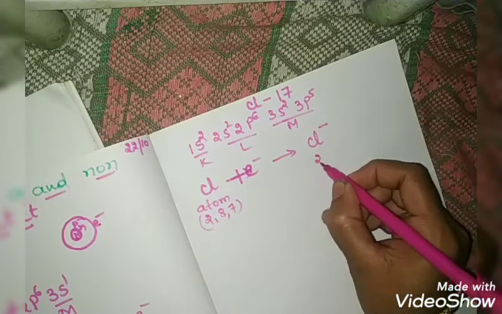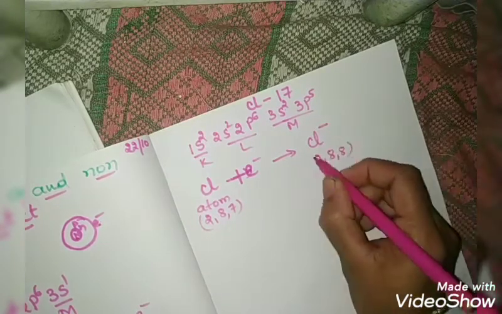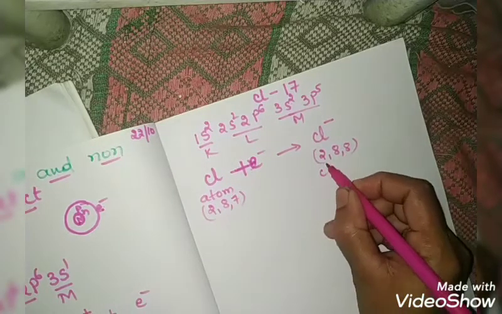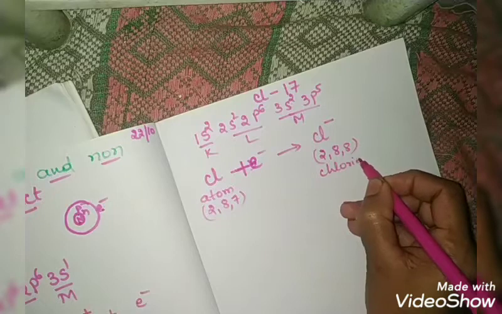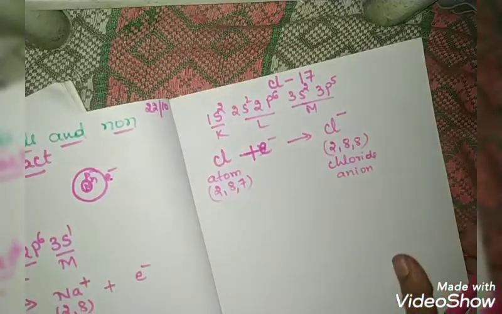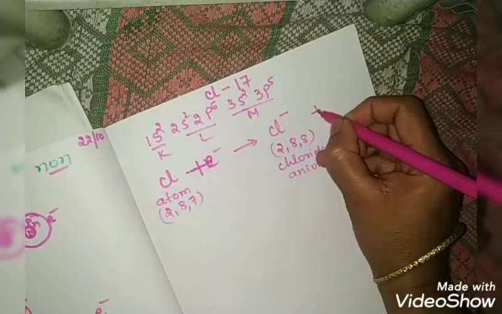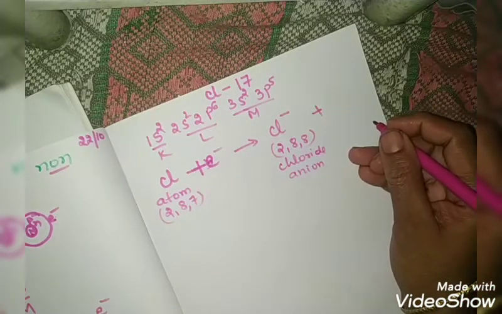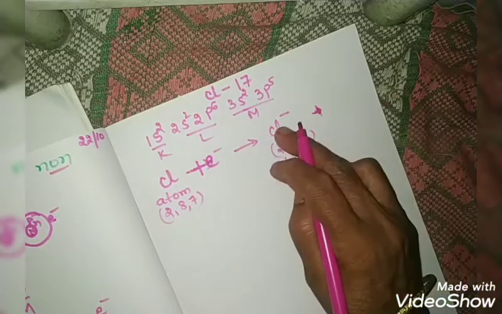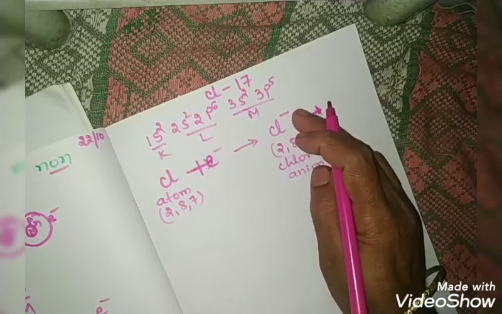So it becomes 2, 8, 8. See here it has got octet structure, and now it is a chloride anion. This anion is known as chloride ion. Anion means negatively charged ions are known as anions. So what happened? Here chlorine got the ion.